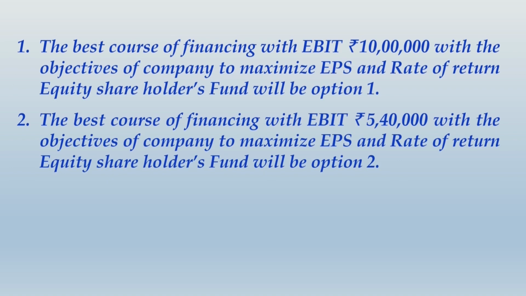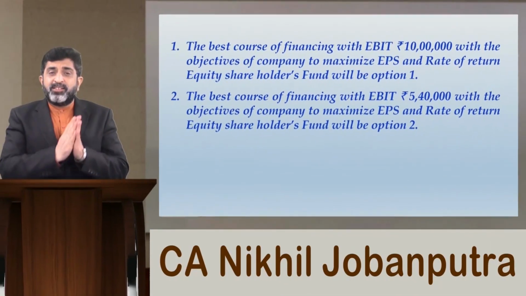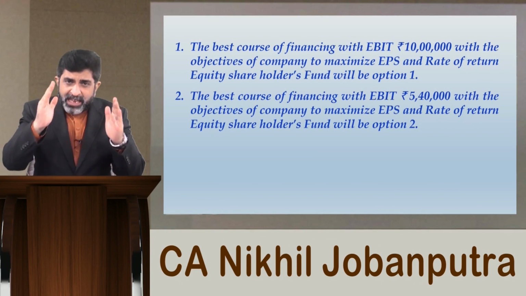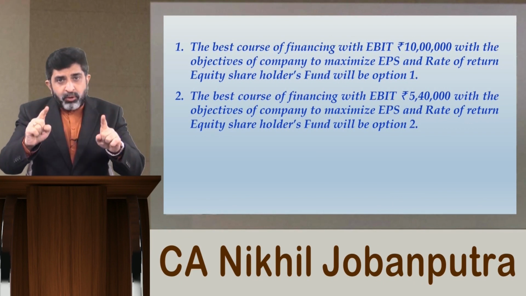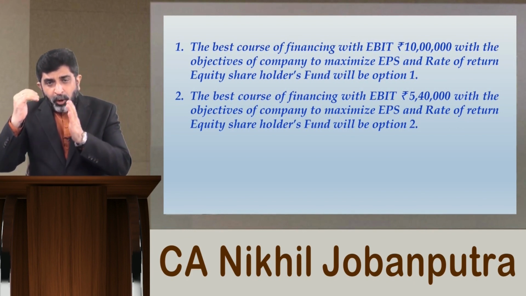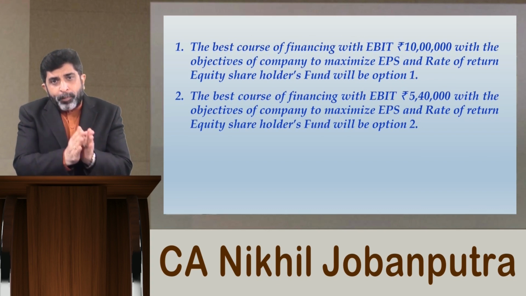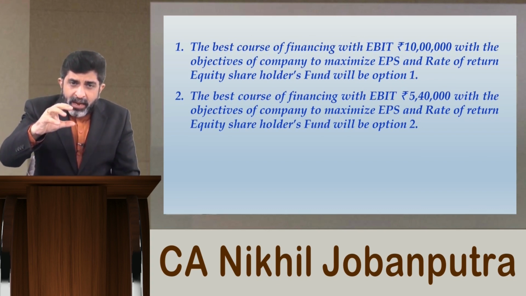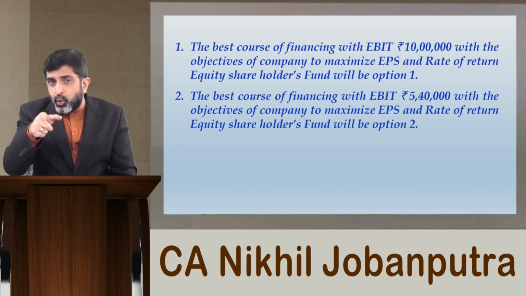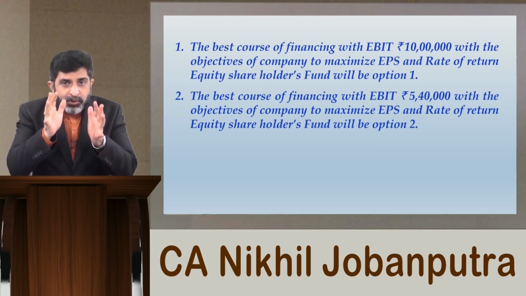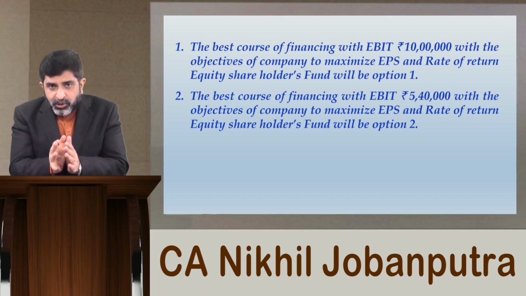Alright friends, so after that you have finished writing this concluding point. Notice one thing, when your EBIT level is 10 lakhs, option 1 is appearing to be better. When your EBIT level is falling down to 5,40,000, it is option 2 which is better. If you can compare, at option 1, company is using financial leverage. At option 2, company is having no leverage at all. So option 2 is a safe option.